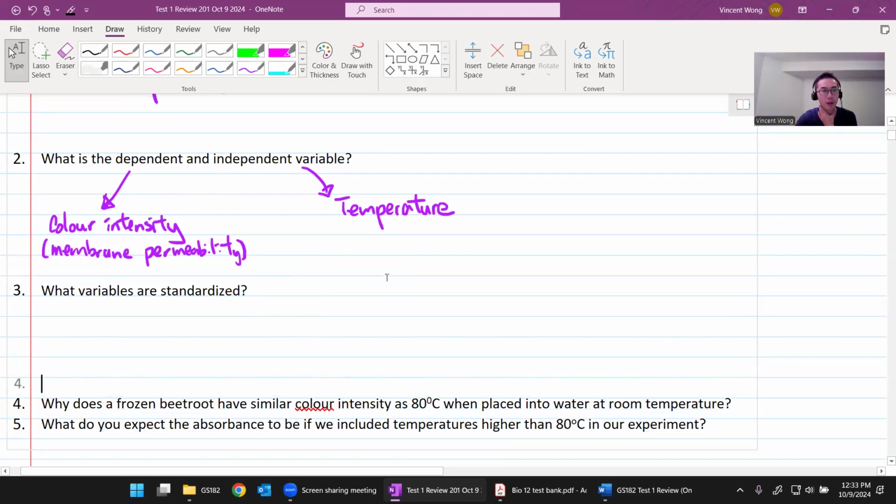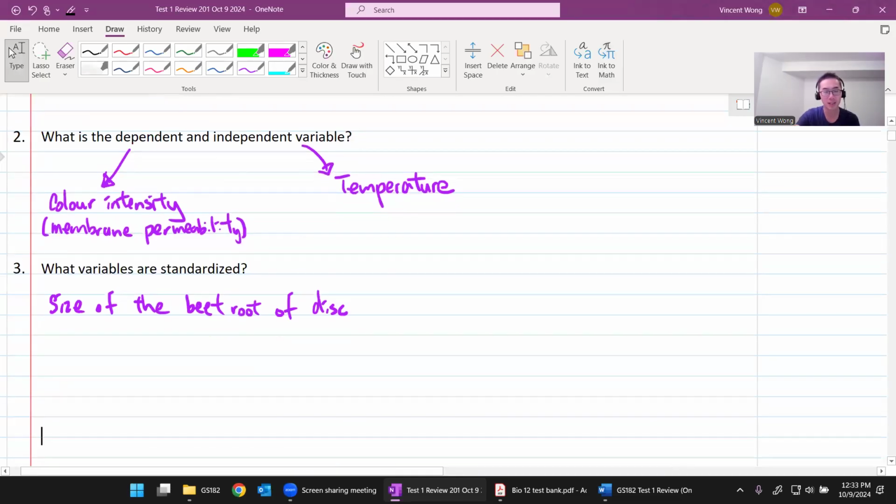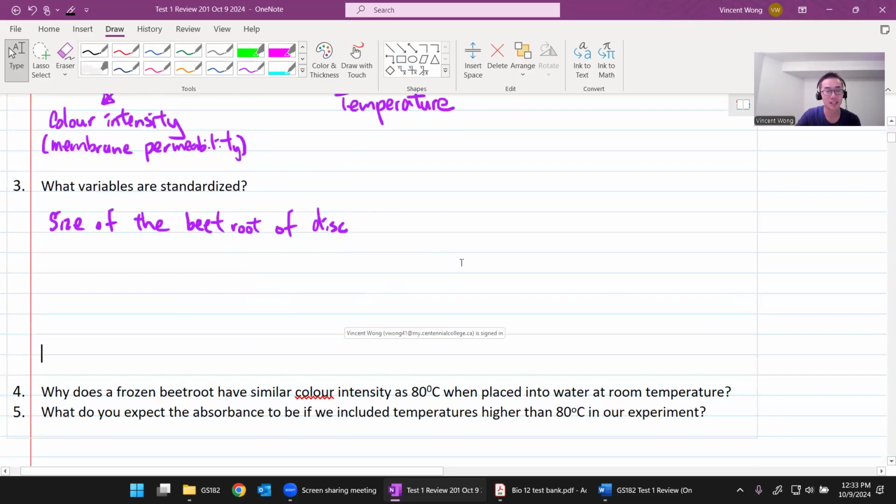What variables are standardized? So there are a bunch of them. In the lab, I wasn't sure if people fully understood the question, so I gave you an example for a standardized variable. It was the size of the beetroot discs. Many people actually used this same example in their answers, so you might lose marks. You can't use the example I give you as part of the answer. That's not the intention of giving you the example. So size of the beetroot disc, that's one of them.